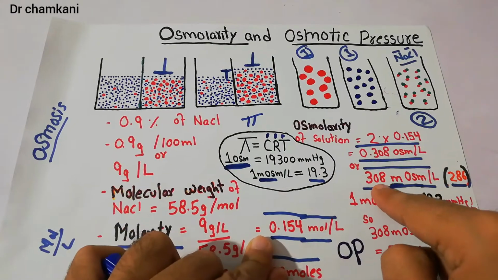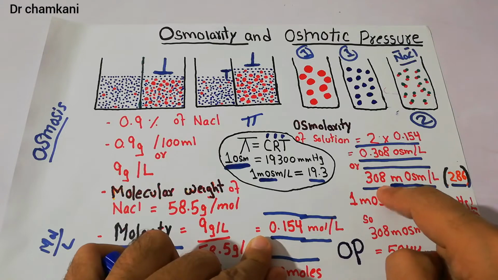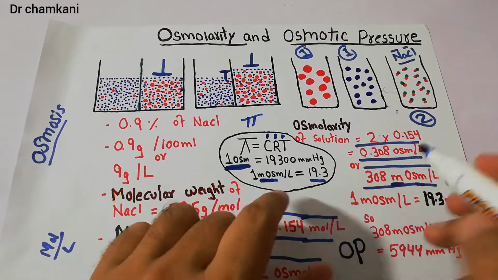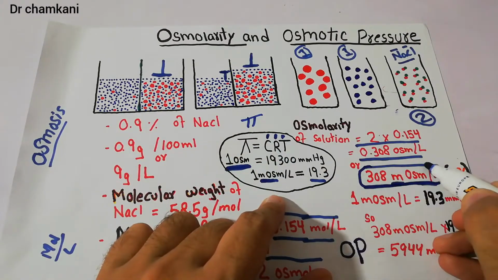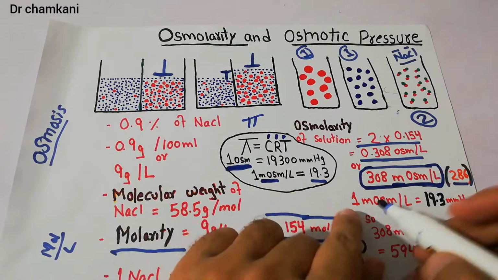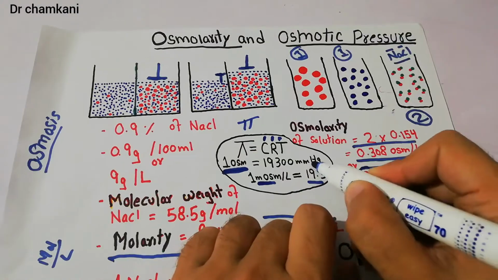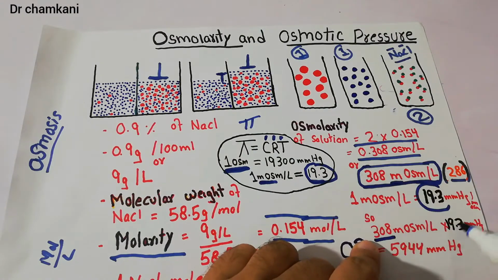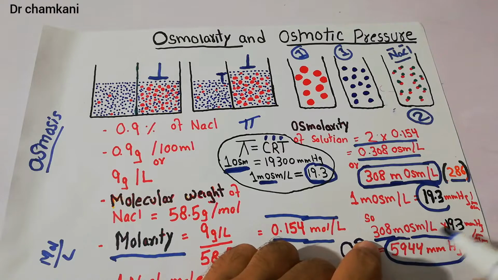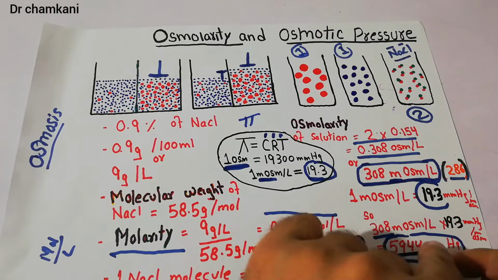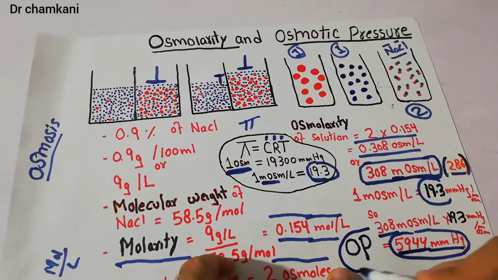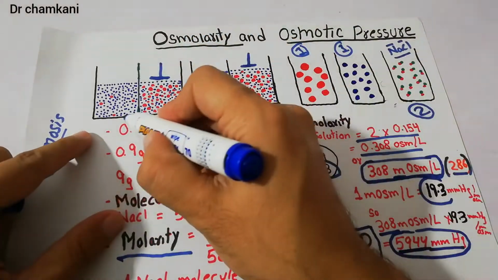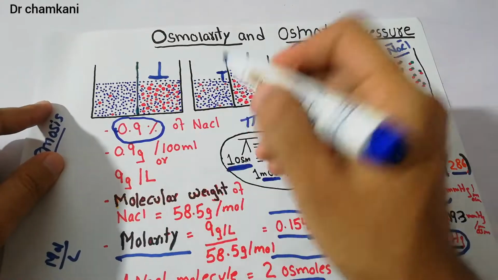As the osmolarity is 308 here, we have 308 milliosmol, and 1 milliosmol is 19.3. So 308 milliosmoles are equal to 308 multiplied by 19.3, which is basically 5944 mm of mercury. This is the osmotic pressure of 0.9% saline.